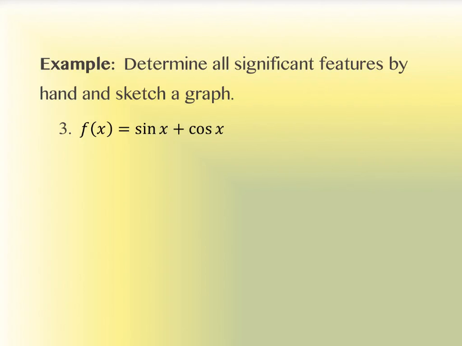Awful. Okay. Well, some things that you might think of for significant features are certainly some of the things we've been working on in class. So what are some significant features of a graph? Max and min. Yeah, so that's going to be critical point stuff. Inflection points, considering it's sine and cosine. Yeah, you would definitely think about doing something with an inflection point.